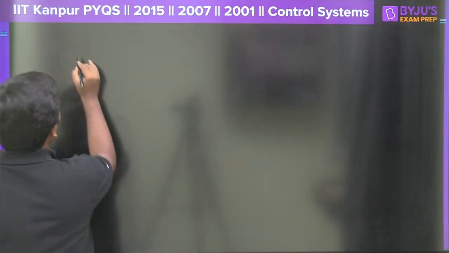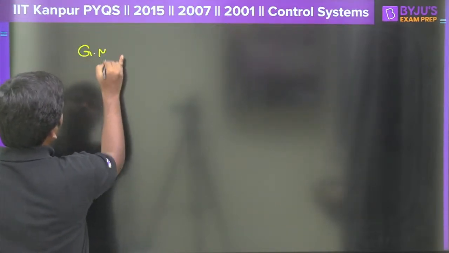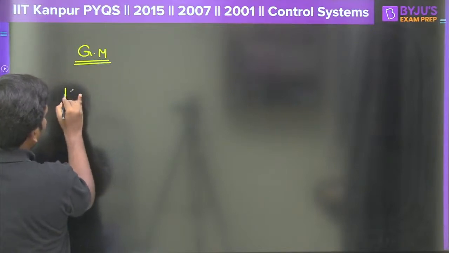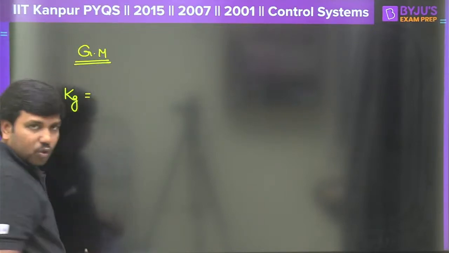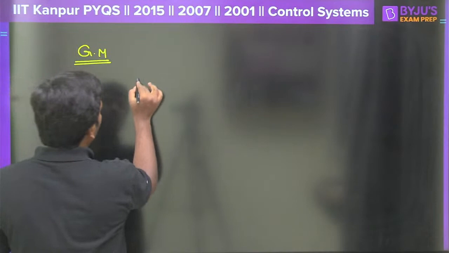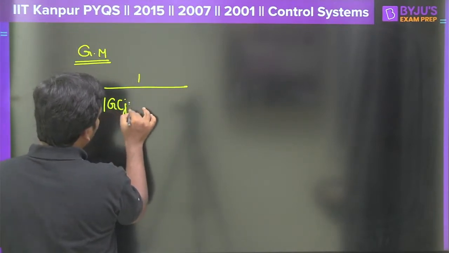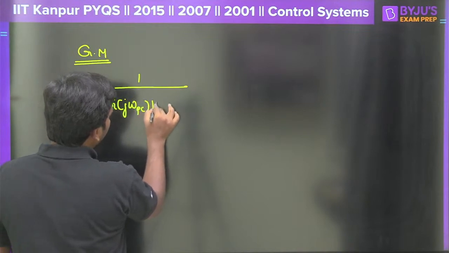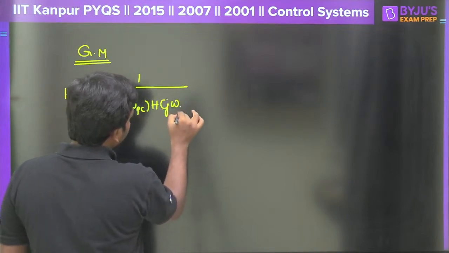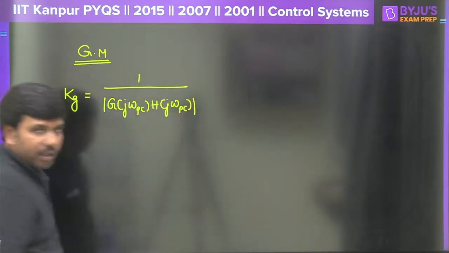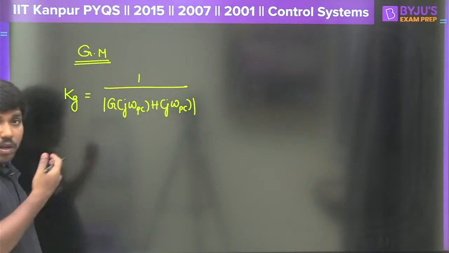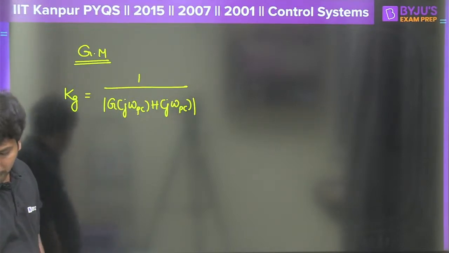So how do we calculate the gain margin now? Gain margin, as I was saying, is equal to Kg. Usually we write Kg is equal to 1 divided by modulus of G of j omega Pc into H of j omega Pc. So 1 divided by this is the gain margin. Of course, the logic was clearly explained in the regular classes.